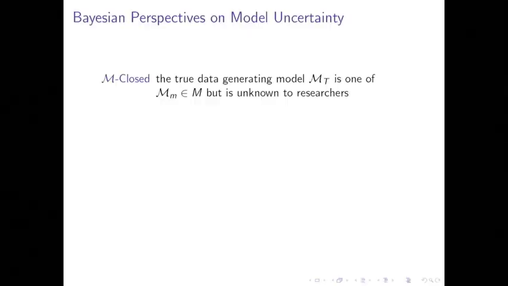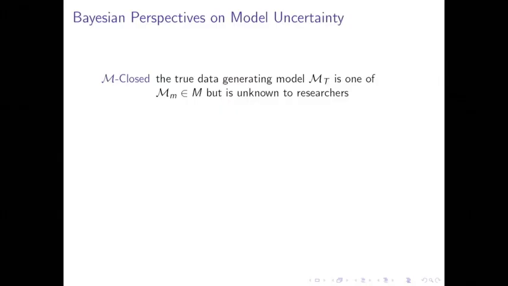So the first is what might be viewed as the M-closed perspective, and this idea is that out of that collection of models that we had, the true data-generating model is one of the models in that list. Of course, it's unknown. We don't know which one's the truth. That's why we have model uncertainty. But at least we have a very nicely described universe that lists all the possible models. Now, that might be somewhat of a fantasy, but it is a starting point for how we might think about the model uncertainty.